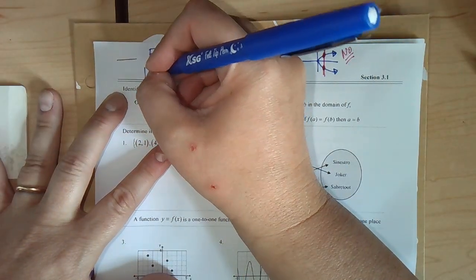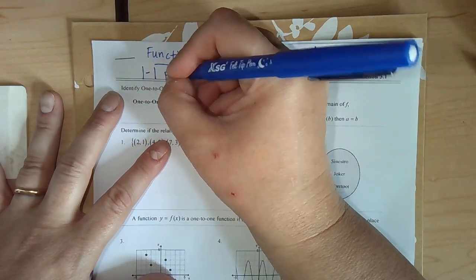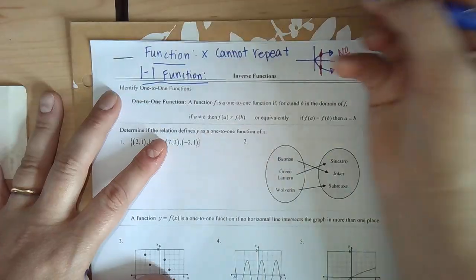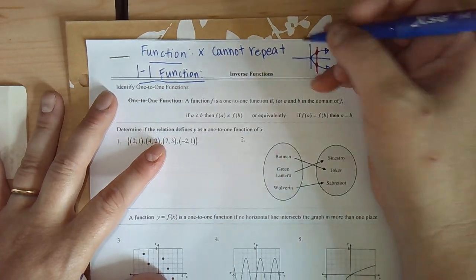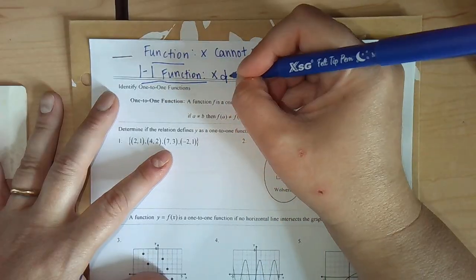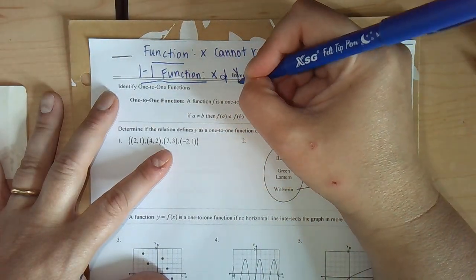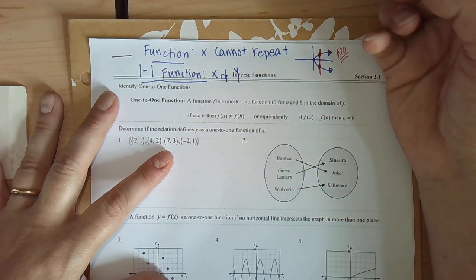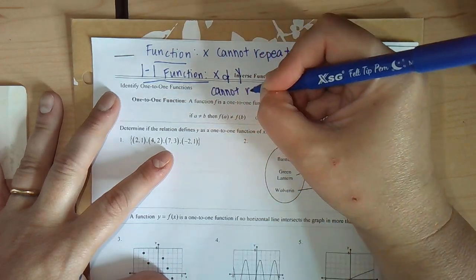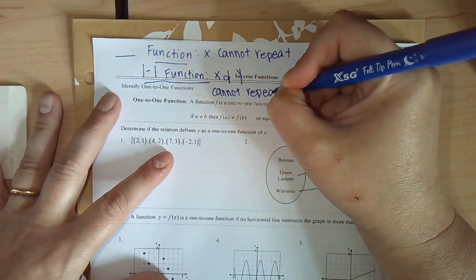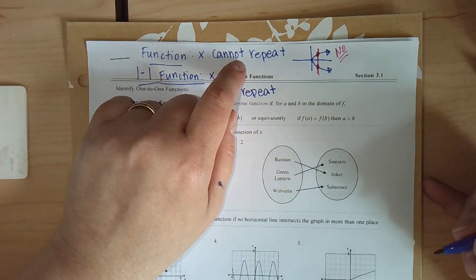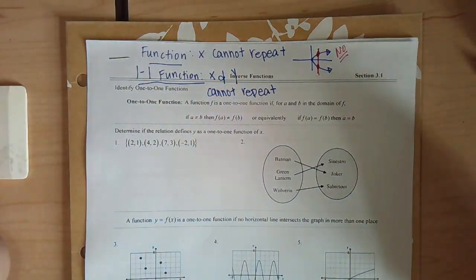To be something called a one-to-one function, this is where the y's actually count also. So the x and the y cannot repeat. For functions, there can only be one of each x value.